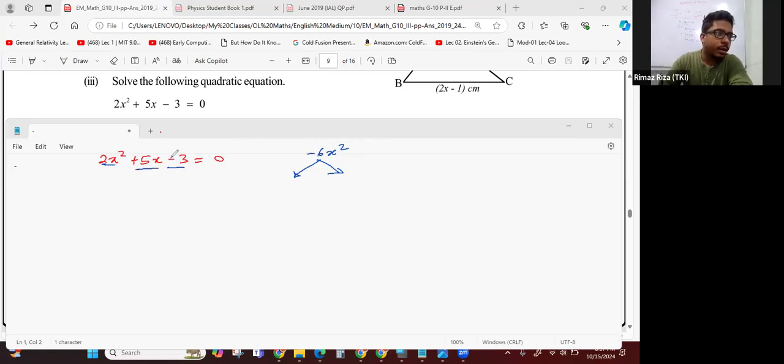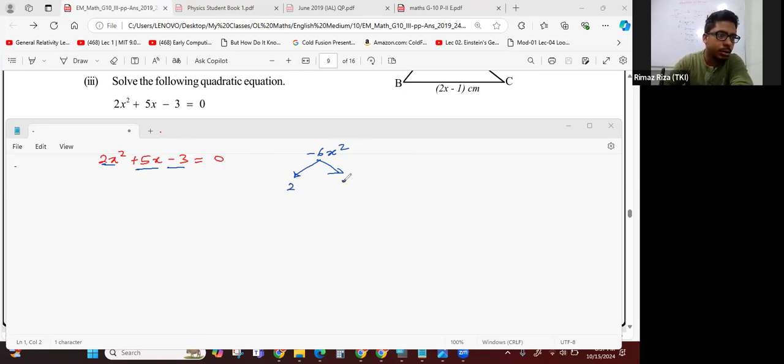So here it reads as the bigger one is plus. So the bigger one is plus. So minus 6x squared I can write as 2 into 3, right?